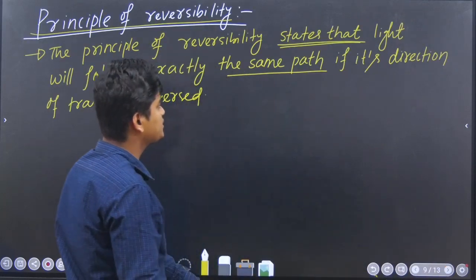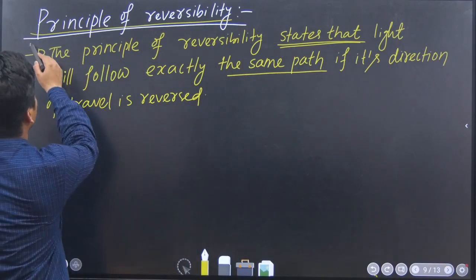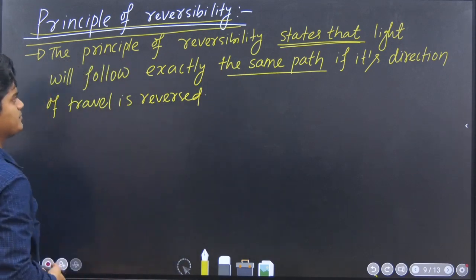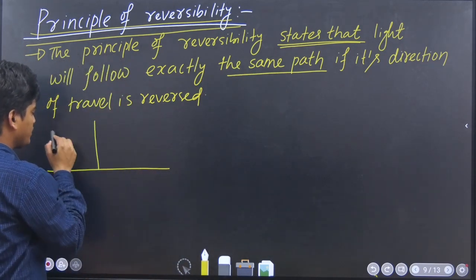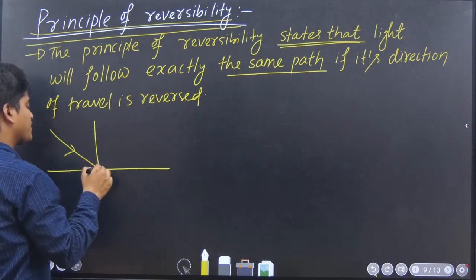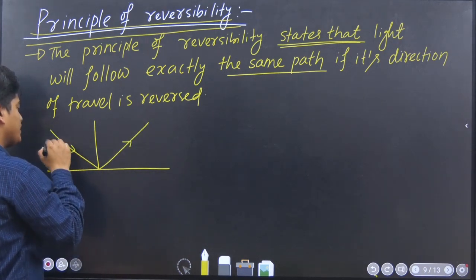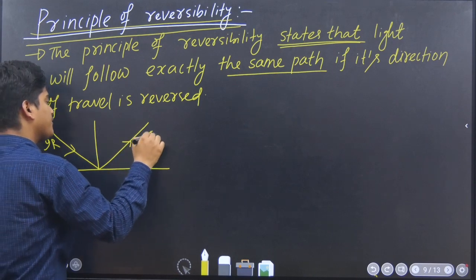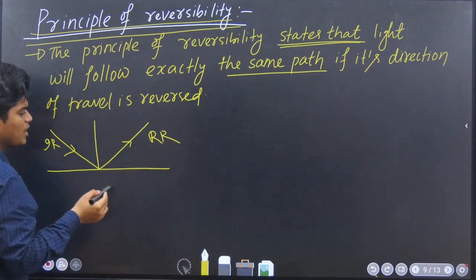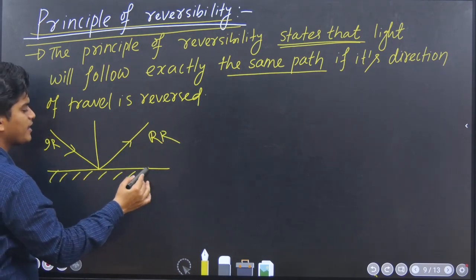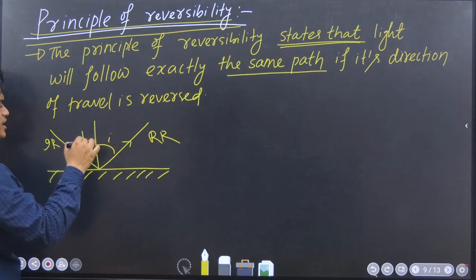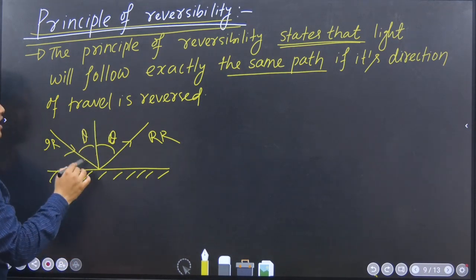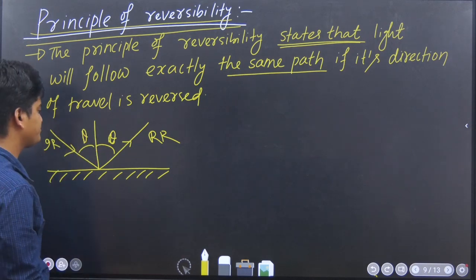Now, we will go to the next thing, that is the principle of reversibility. What is this? Normally, whenever we are doing one reflection or refraction, this is our incident ray, and this is our reflected ray or refracted ray. In case of reflection, it is the reflected ray. Now, this angle is I, then this also will be I, or this angle theta, this angle also will be theta. Angle of incidence and angle of reflection are the same.